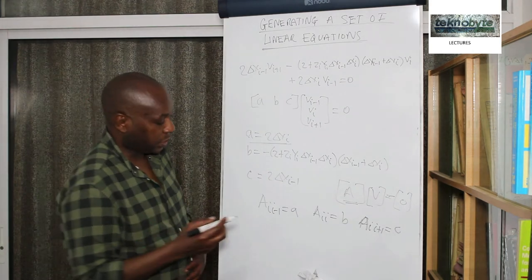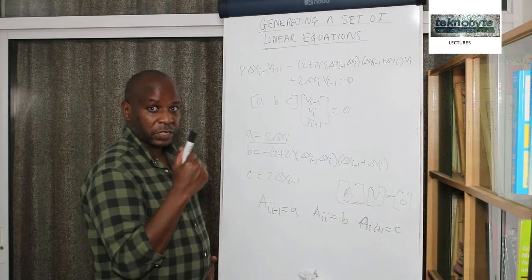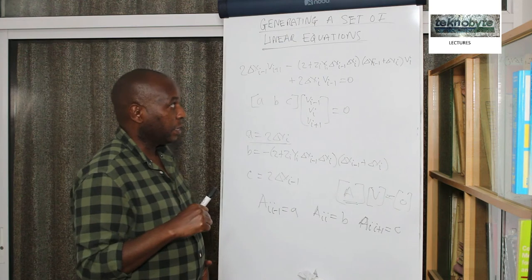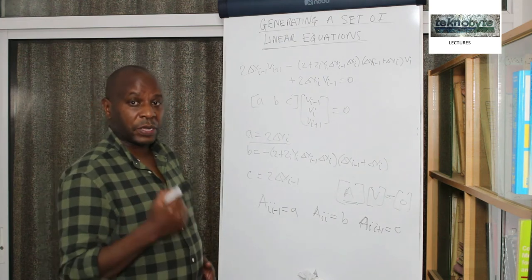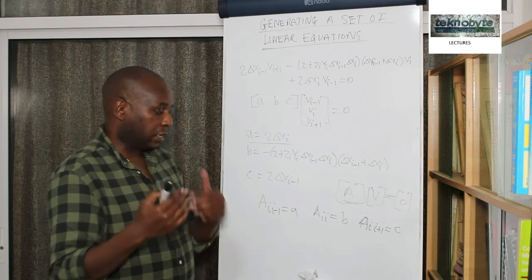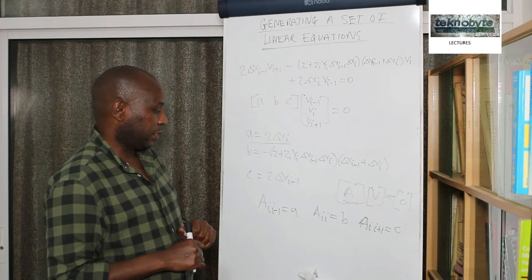Next, we are going to see how we impose the boundary conditions at node 1 and at node n. And in fact, I'll also show you how we impose other boundary conditions if there's a discontinuity in the line.